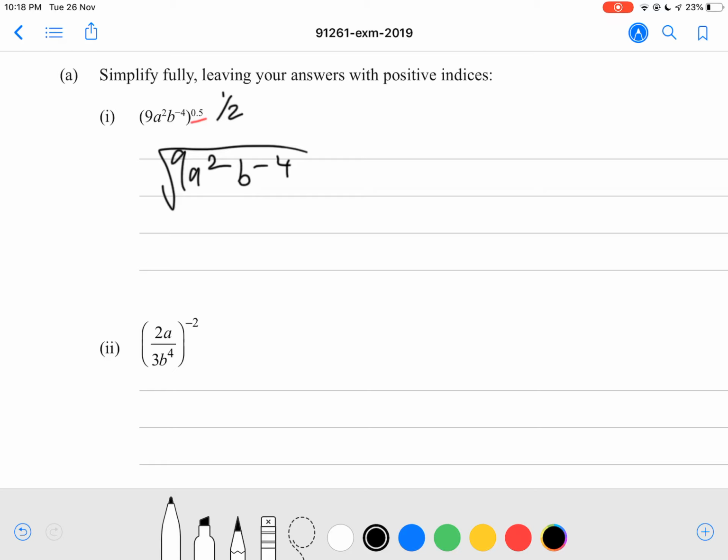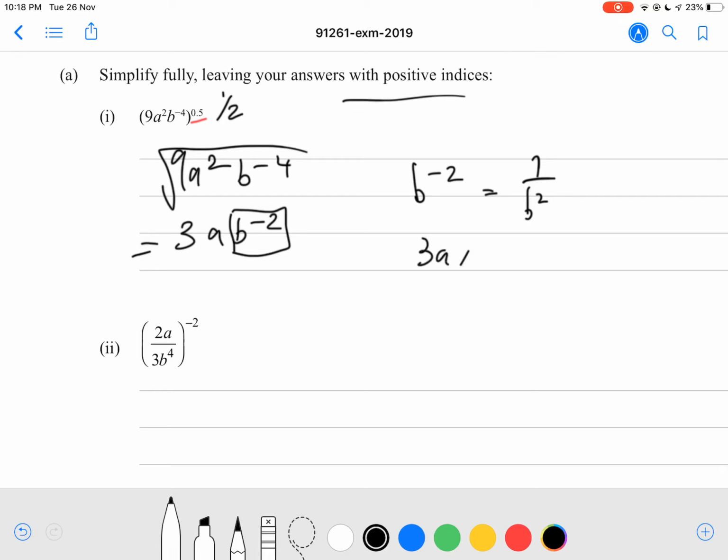Okay, so basically the square root of 9 is 3, the square root of a squared is a, the square root of b to the power of -4 becomes b to the power of -2. However, it says you want to leave your answers with positive indices, and this is a negative index, so you want to change this into a positive index. So b to the power of -2 can be rewritten as 1 over b squared. So this will become 3a times 1 over b squared, which equals 3a over b squared. And that should be your final answer for this question, which is an achieved level question.